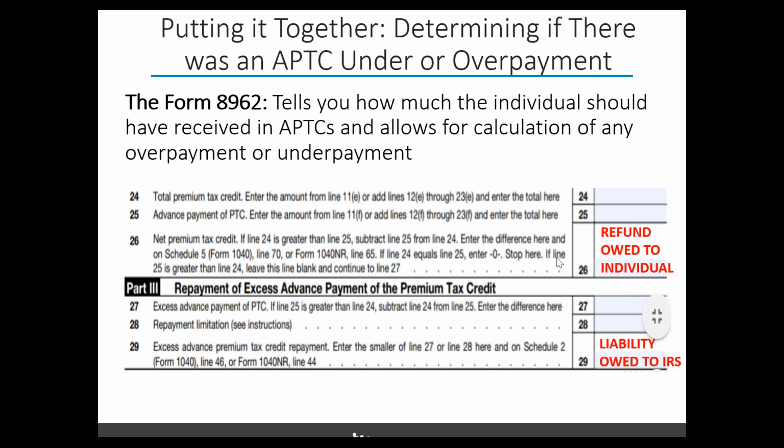This is Form 8962, which is used for tax credit reconciliation to make sure that the amount of advanced tax credit received throughout the year is accurate based on the consumer's actual income. So if the total APTCs received is less than the amount of tax credit the person is actually eligible for, they get a refund. And likewise, if the amount they received in APTC is greater than what they're eligible for, they have a tax liability.